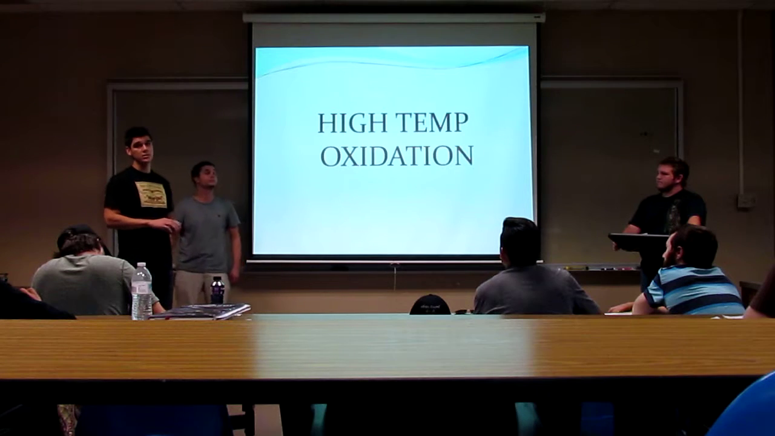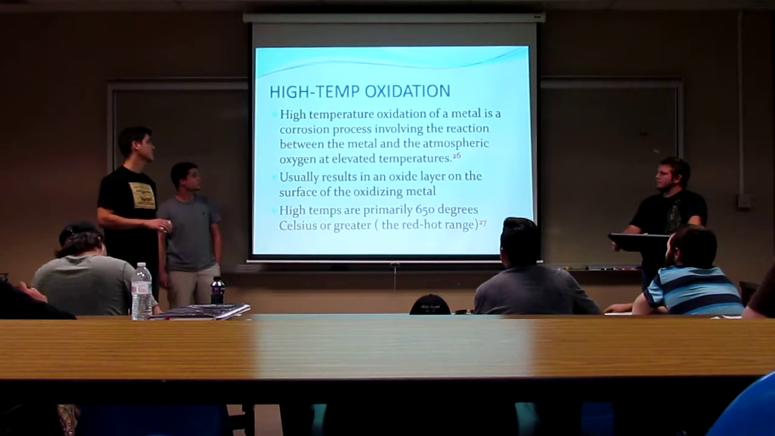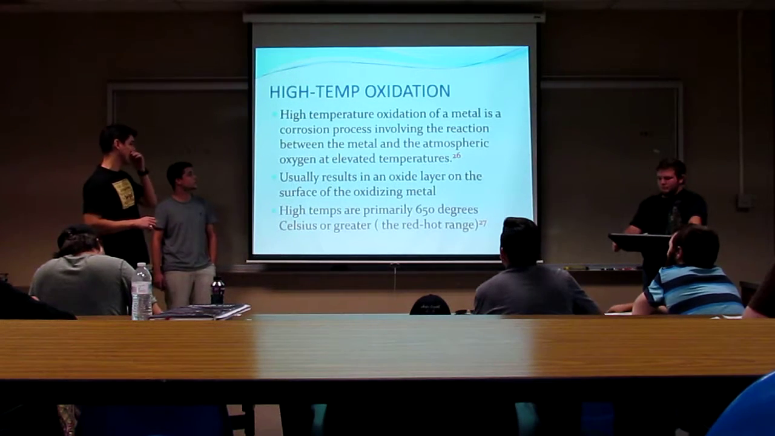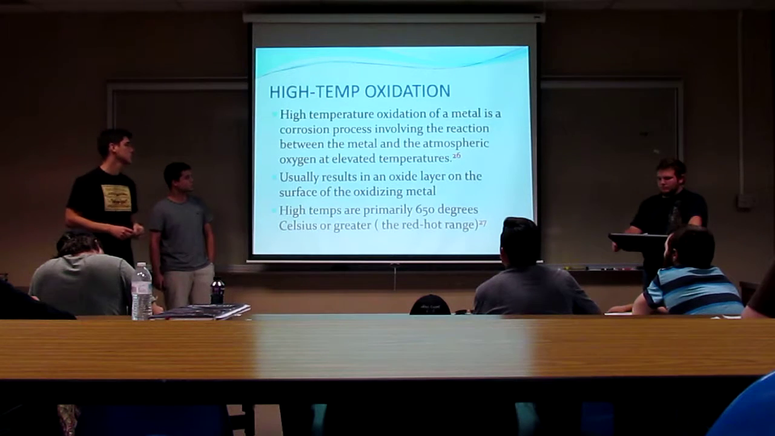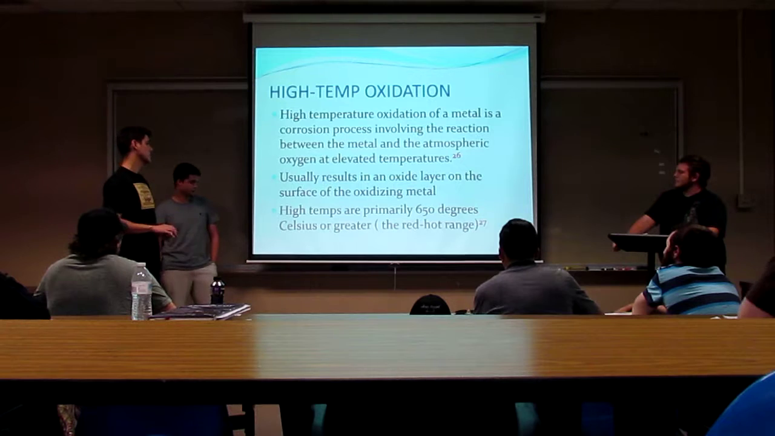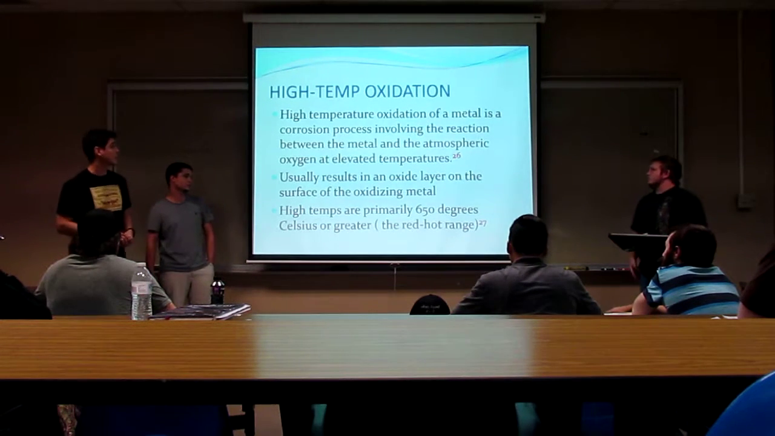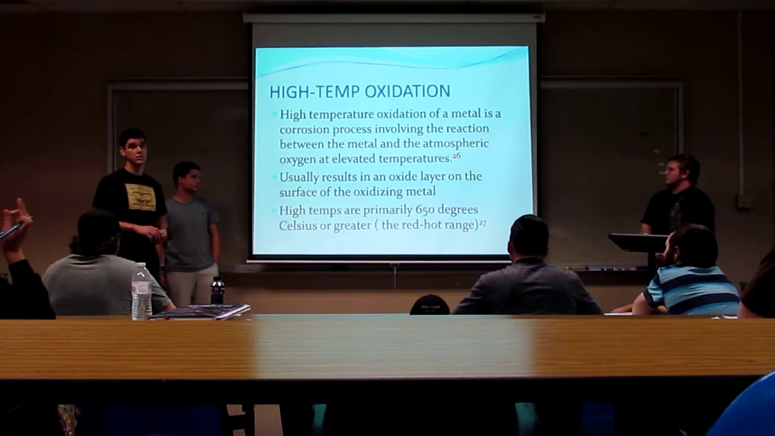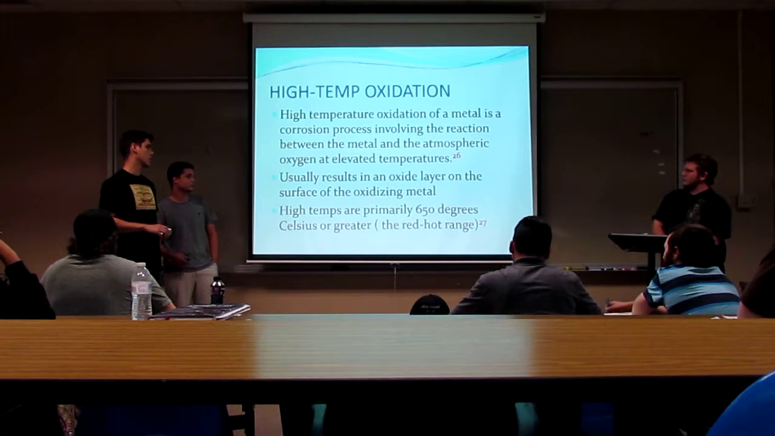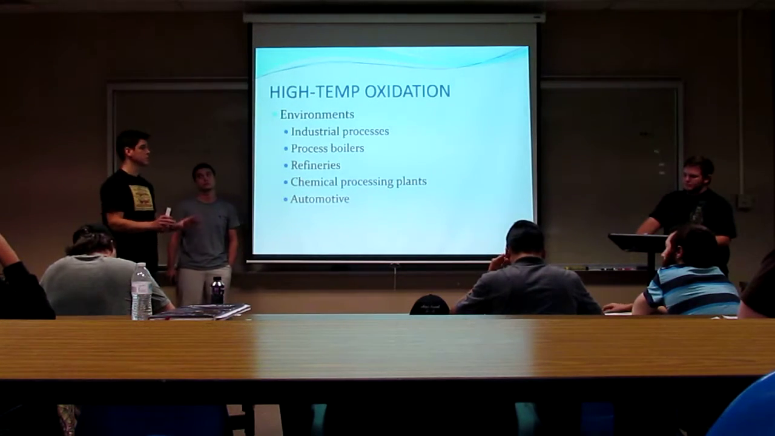So high temperature oxidation. What is high temperature oxidation? It is the reaction between the metal and atmospheric oxygen at elevated temperatures. This usually results in an oxide layer or scale buildup on the surface of the oxidizing metal. High temps are primarily 650 degrees Celsius or greater. This is the red hot range, and sometimes it can range a little bit below that, so that's an average range.